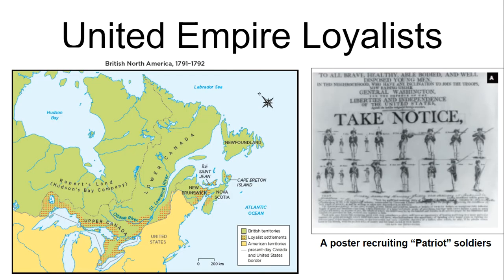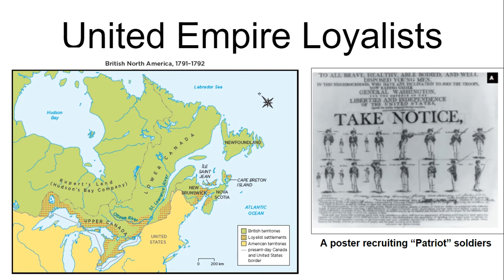Here's a map of British North America, including, in green, you've kind of got Canada, before it was known as Canada. And with the red dots, these are the areas that were given to the Loyalists, including Acadia there in Nova Scotia.